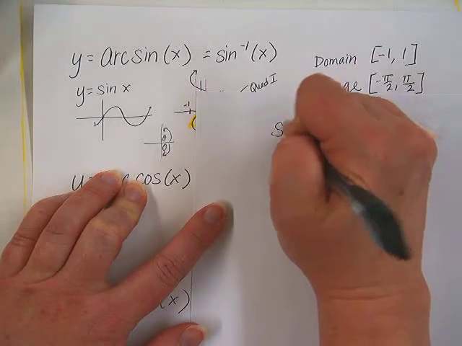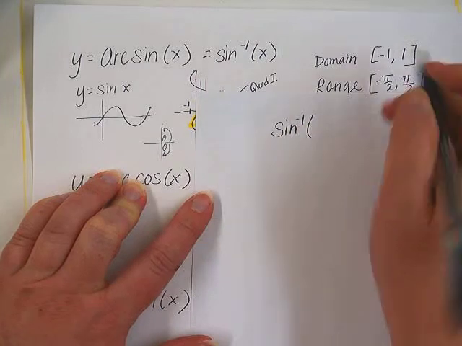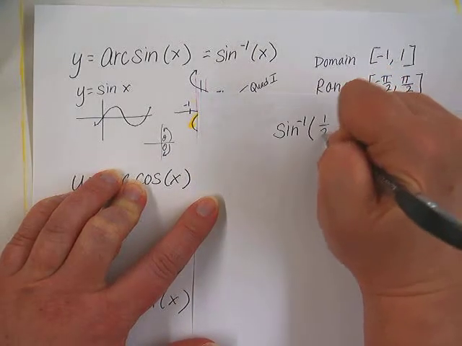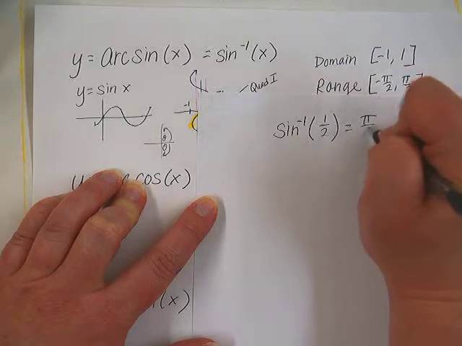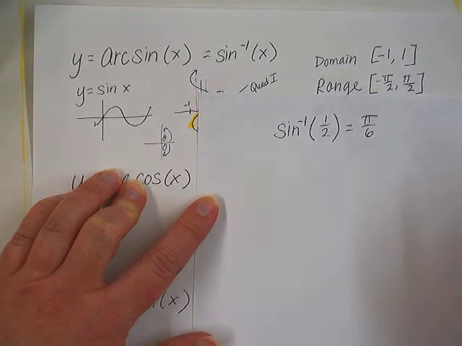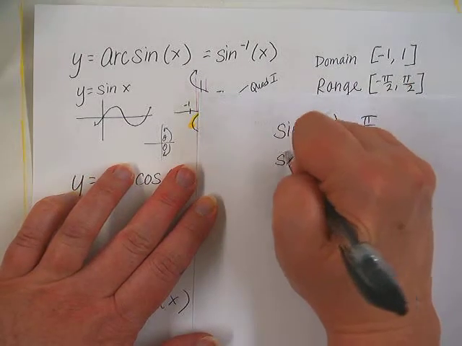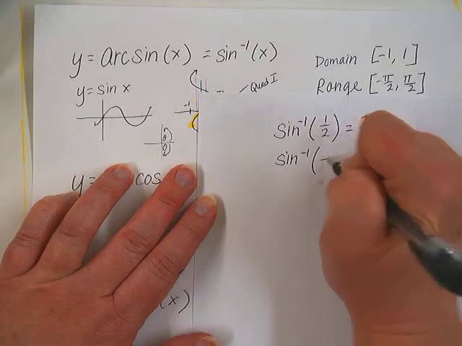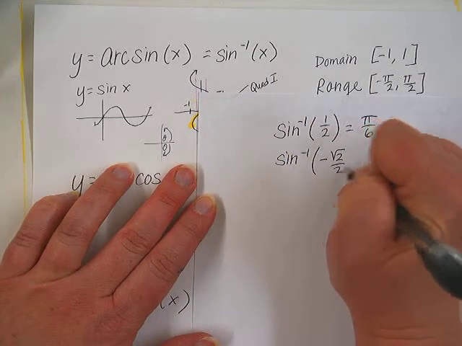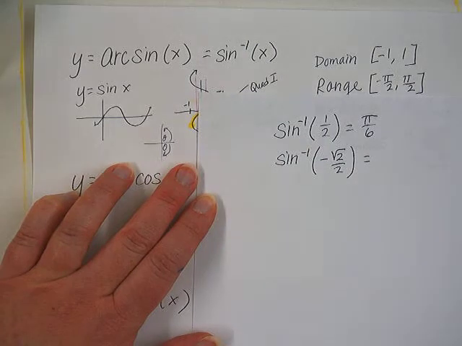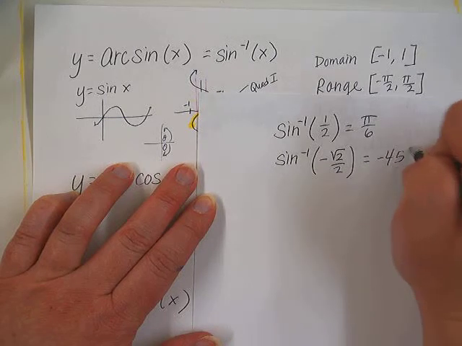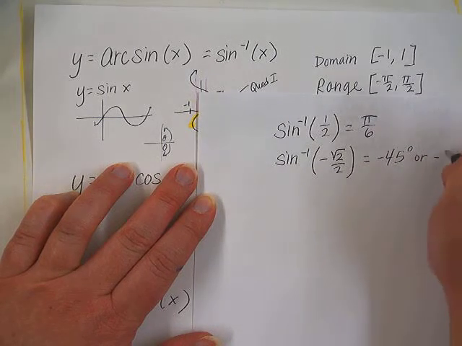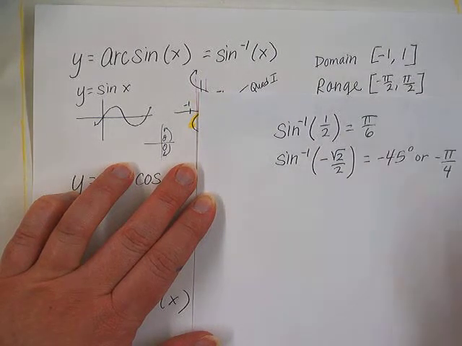So if we do the inverse sine of 1/2, we did this one earlier, that means our answer is pi over 6, or 30 degrees, because that's in the first quadrant. But if we take the inverse sine of a negative ratio, then that means we need a negative angle in the fourth quadrant. So this is a 45-degree angle, so that was -45 degrees, or in radians, -pi over 4.